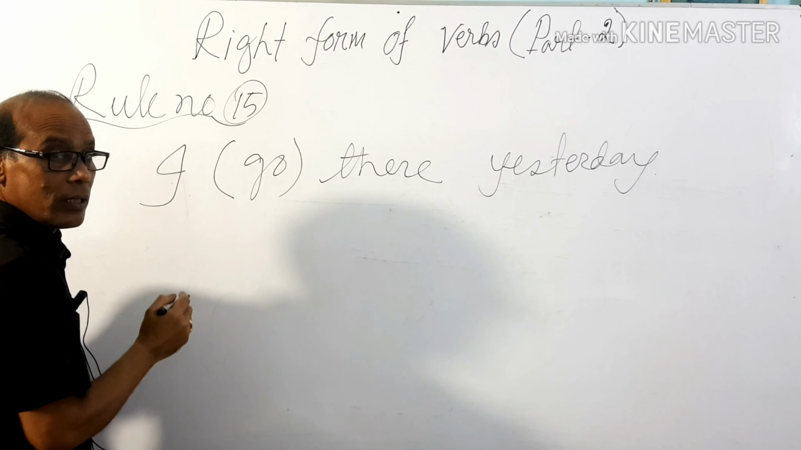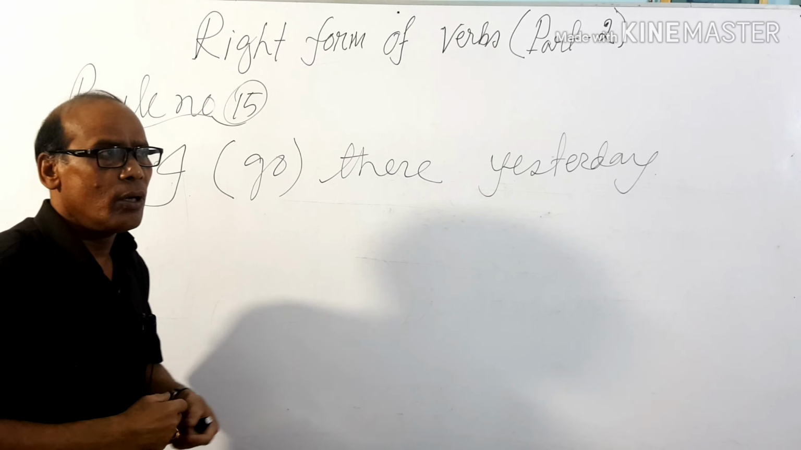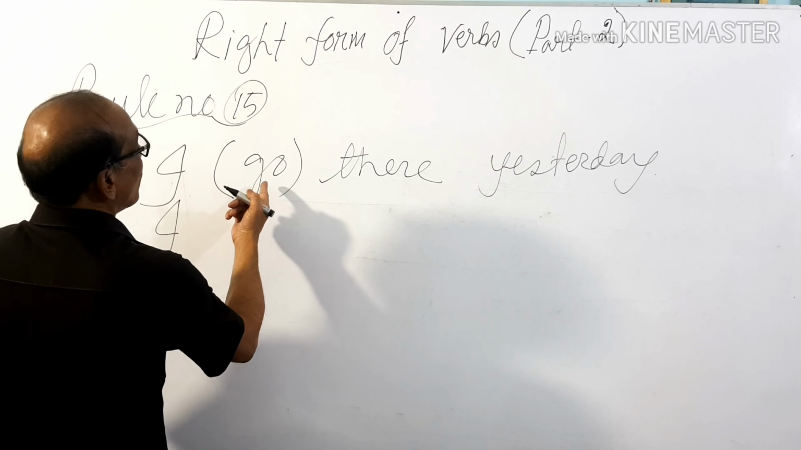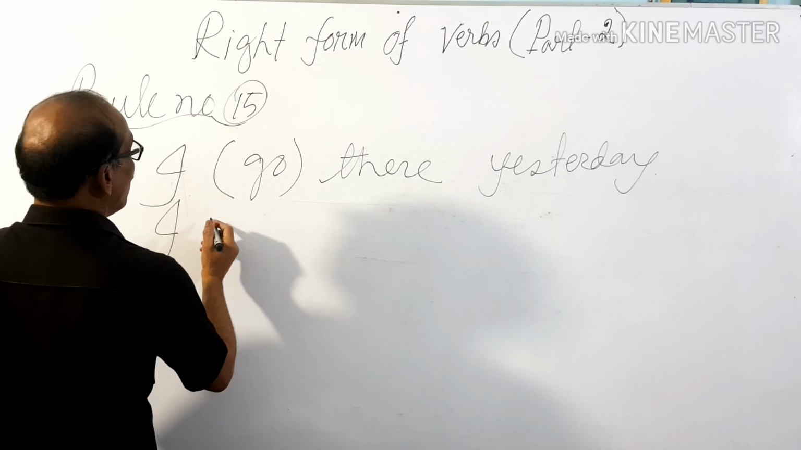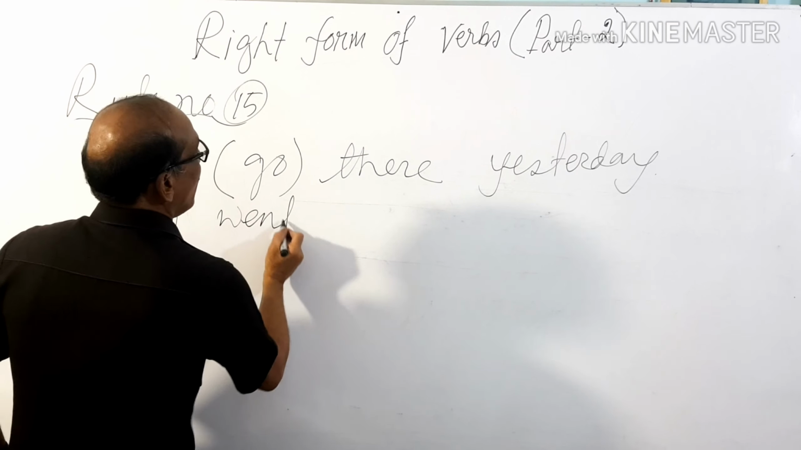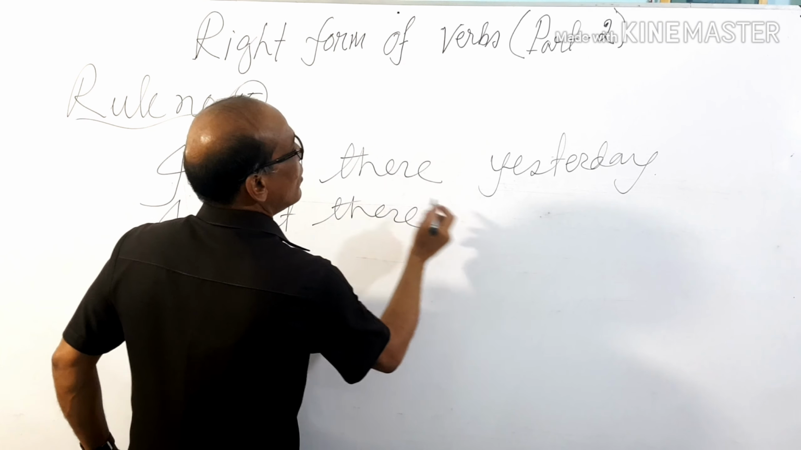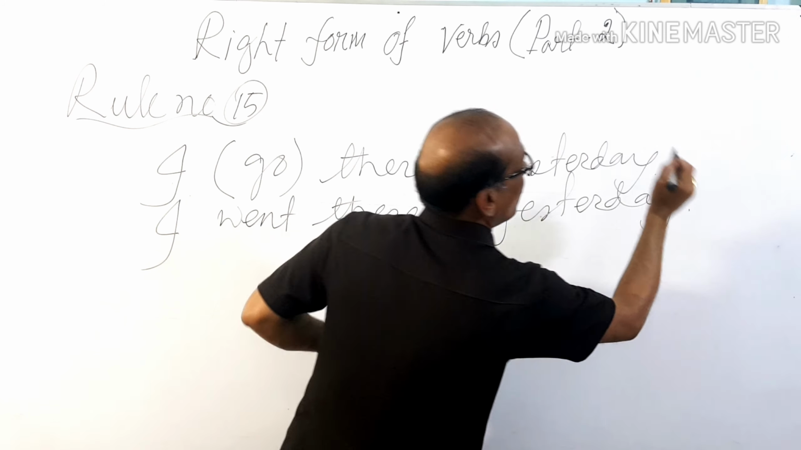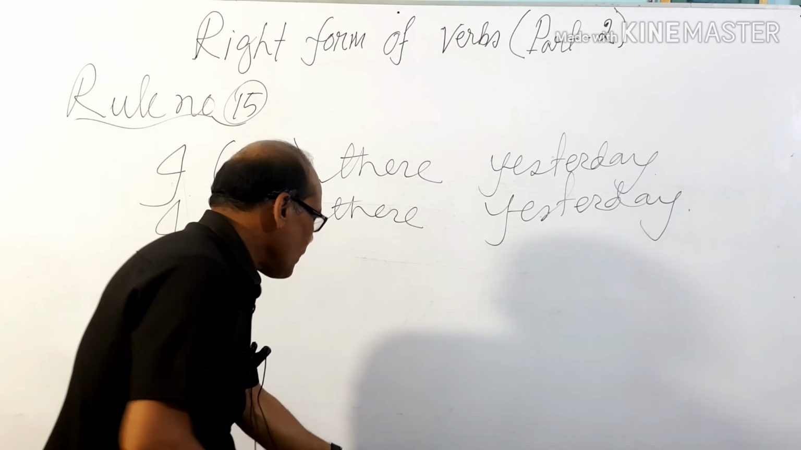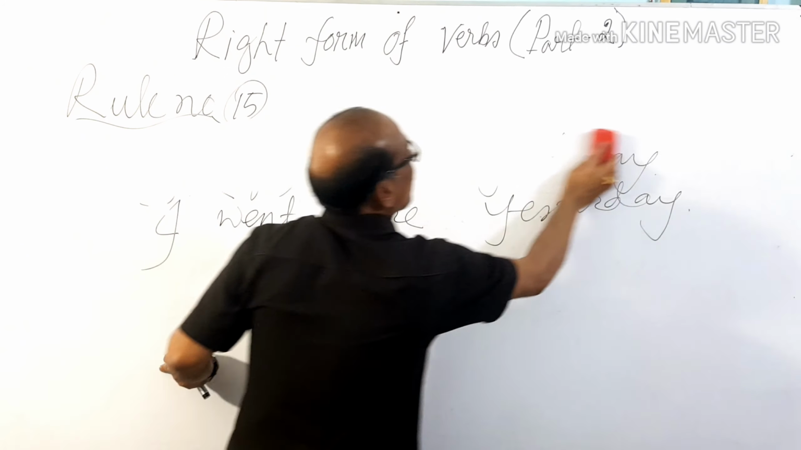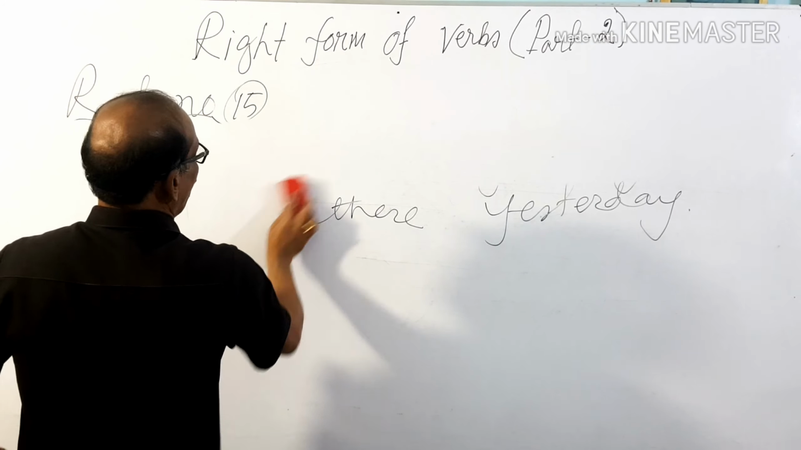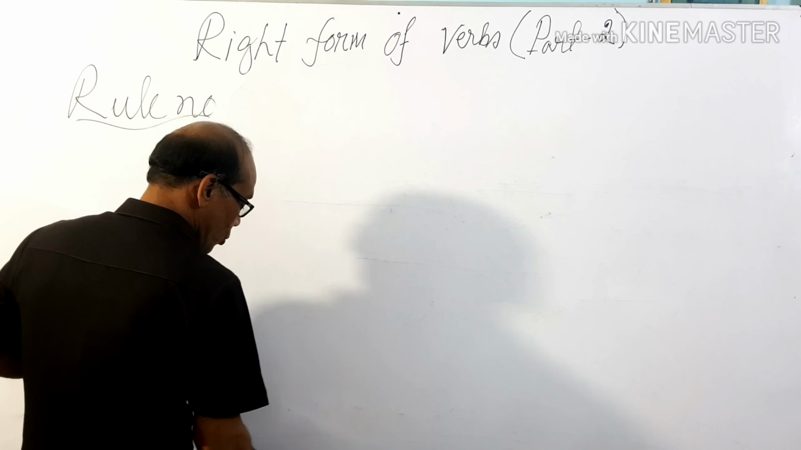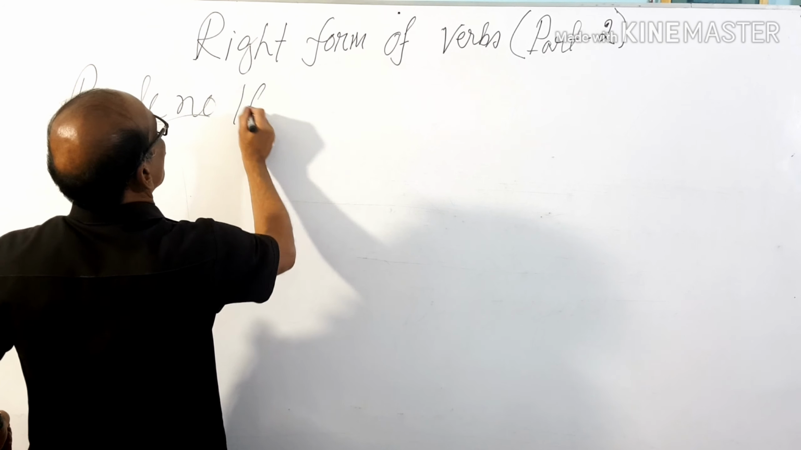So the structure of past indefinite tense is subject plus V2 plus extension. So the past form or V2 of go is went. I went there yesterday. So, dear learners, of course, you can understand this, and we will practice this at home, and it will be clear to you. Next rule, let me go to the next rule, rule number 16.